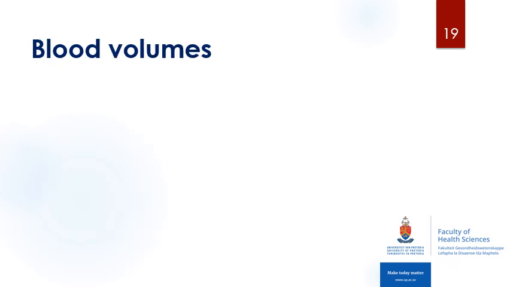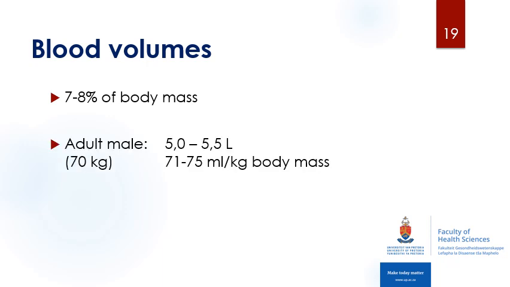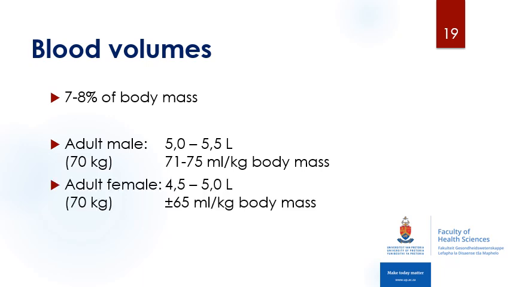So your blood makes up about 7 to 8% of your body mass. For a healthy 70 kilogram adult male, that will be about 5 to 5.5 liters of blood, or about 71 to 75 mils per kilogram. An adult female of the same weight would have less blood, about 4.5 to 5 liters of blood, or roughly 65 mils per kilogram. And again, because males have larger amounts of testosterone, they will produce more blood than females. A newborn will have a lot less blood, about 300 mils of blood in their body.